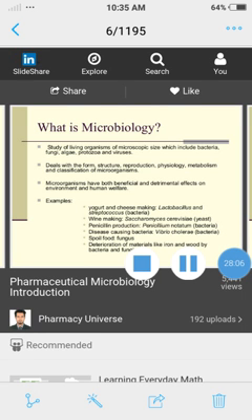Then microorganisms have both beneficial and detrimental effects on the environment and human welfare. For example, yogurt and cheese making, Lactobacillus and Streptococcus bacteria. Then wine making, Saccharomyces cerevisiae, which is yeast. Then penicillin production, Penicillium notatum. Then disease causing bacteria, Vibrio cholerae, an example of bacteria. Then spoiled food, an example of fungus.